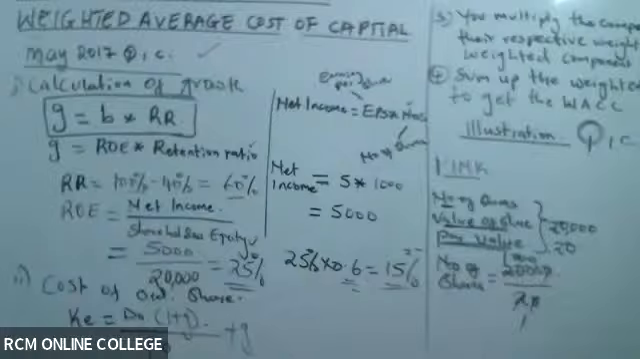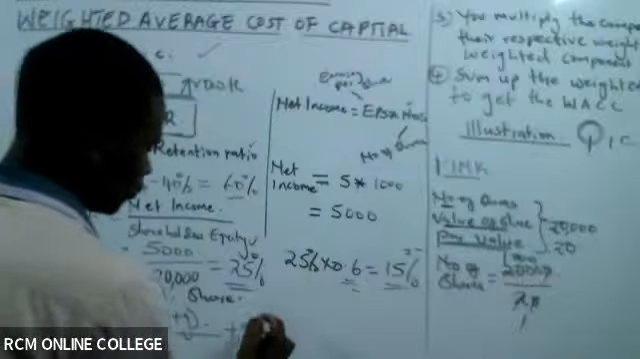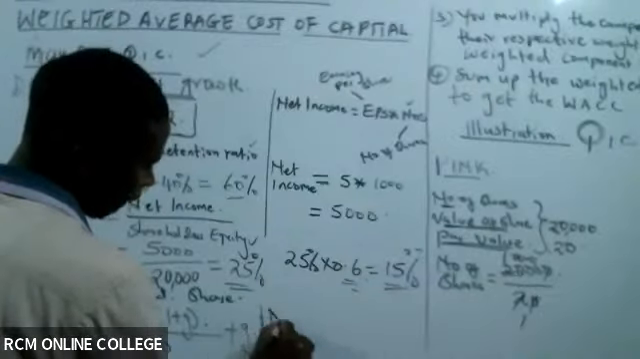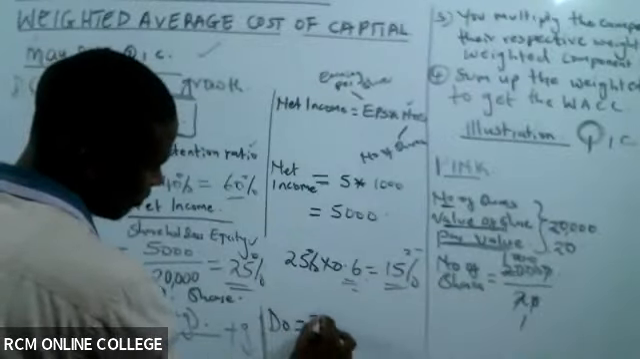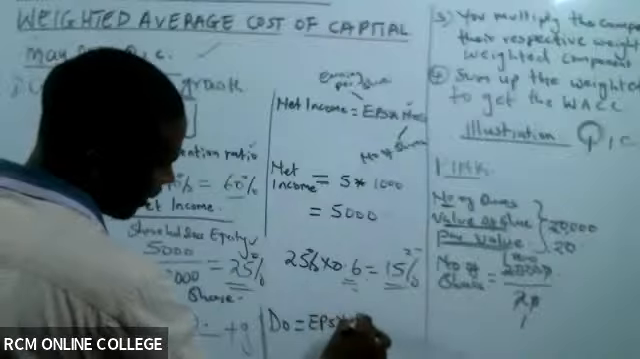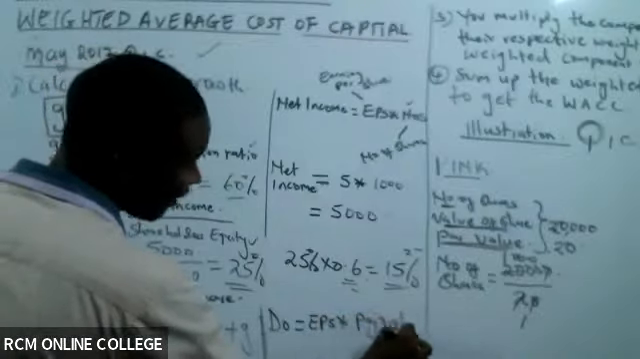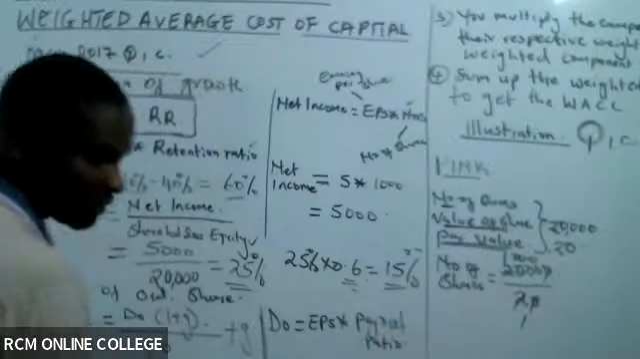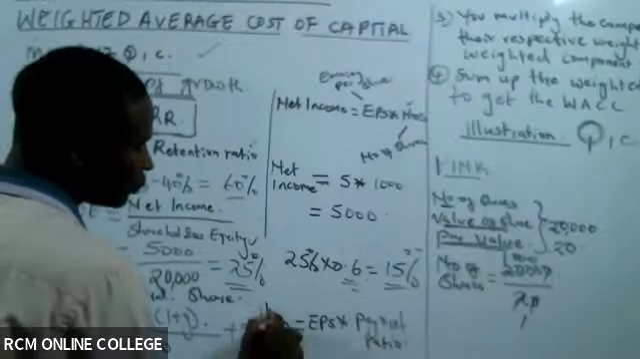D0 will be given by EPS times payout ratio. It has come in another formula, which you need to mark with your highlighter.